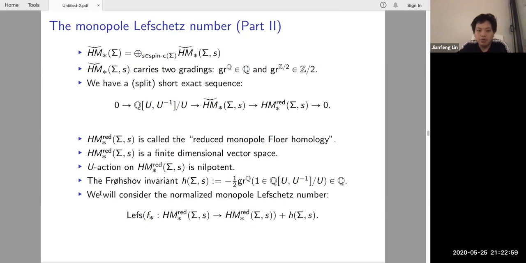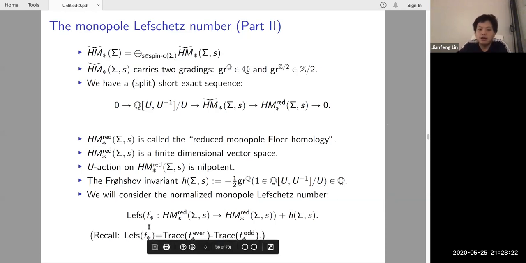Okay. And we'll be mainly interested in the normalized monopole Lefschetz number. That means that we take the induced map F star on the reduced monopole Floer homology. We take its Lefschetz number, and then we add the Floer invariant to this Lefschetz number. Okay, and recall that the Lefschetz number of a linear map is simply the trace of the even part minus the trace of the odd part. So we will call this combination the normalized monopole Lefschetz number.